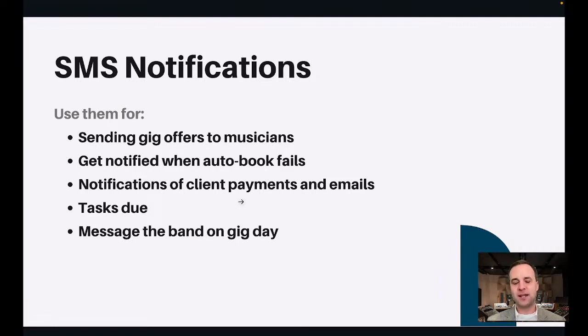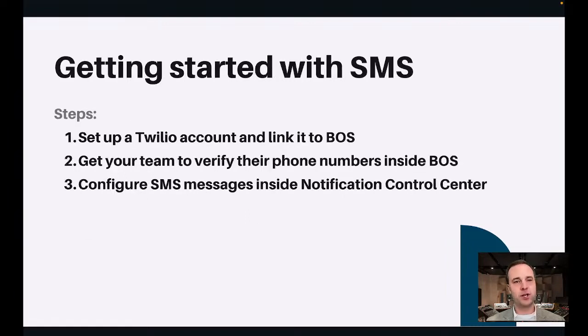So getting set up with SMS notifications is pretty quick, pretty easy, but there's a bit of a process involved here, so we're going to go over all this today. The first thing is you need to set up a Twilio account and link that to Back on Stage. So Twilio is a provider that basically handles all the integrations to all of the mobile carriers around the world, and that is what we use to send out your messages. So you'll set up an account there and you'll link that in.